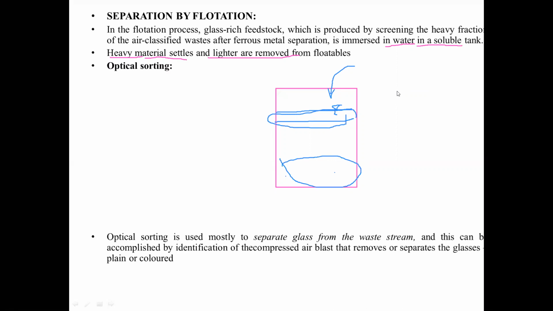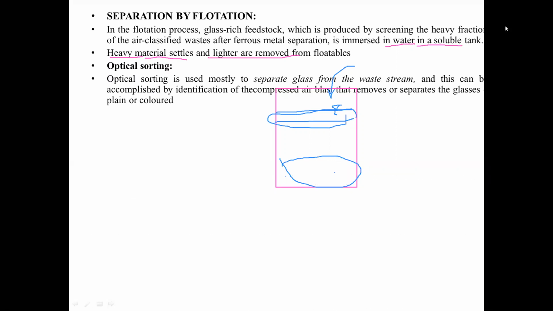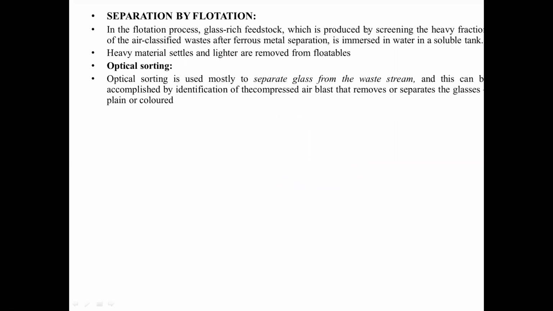Then in this, again, you have different types and methods. That is one which we call optical sorting. Optical sorting is again referred to glass. It is used mostly to separate the glass waste from the waste stream. You are going to be taking the glasses separately. This can be accompanied by identification and a compressed air blast, removing the glass separately, which is either plain in color or in colored format.